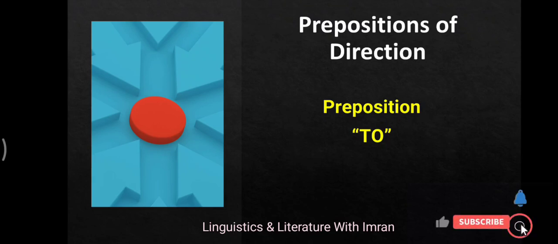Hello everyone. There are certain prepositions which are known as prepositions of direction, for example, the prepositions to, from, along, towards, at, etc. In this lecture, we will be focusing on the preposition "to" as a preposition of direction. So let's begin today's lecture.